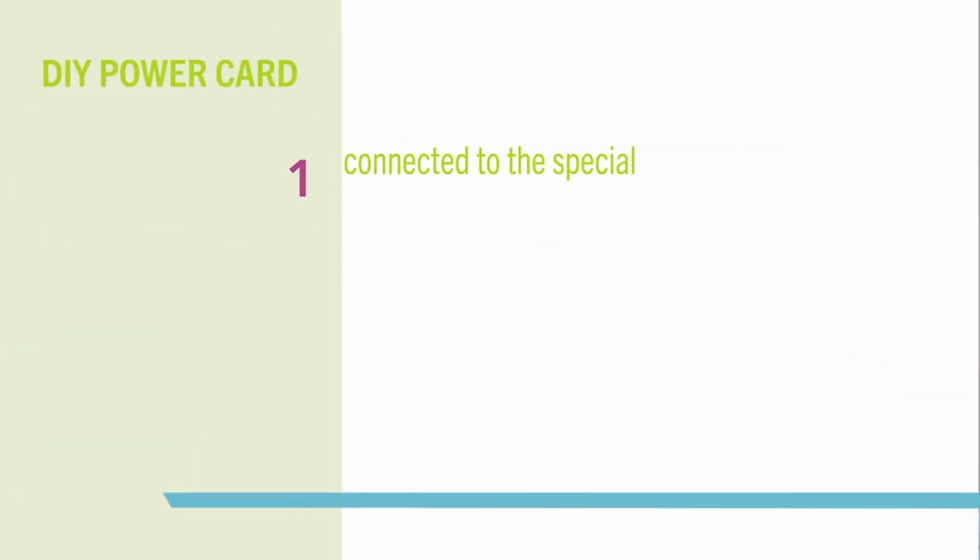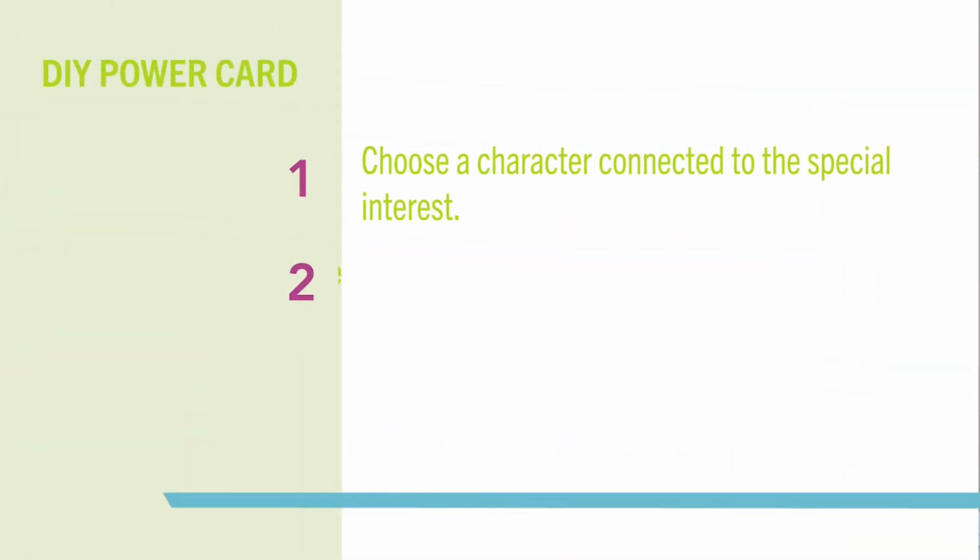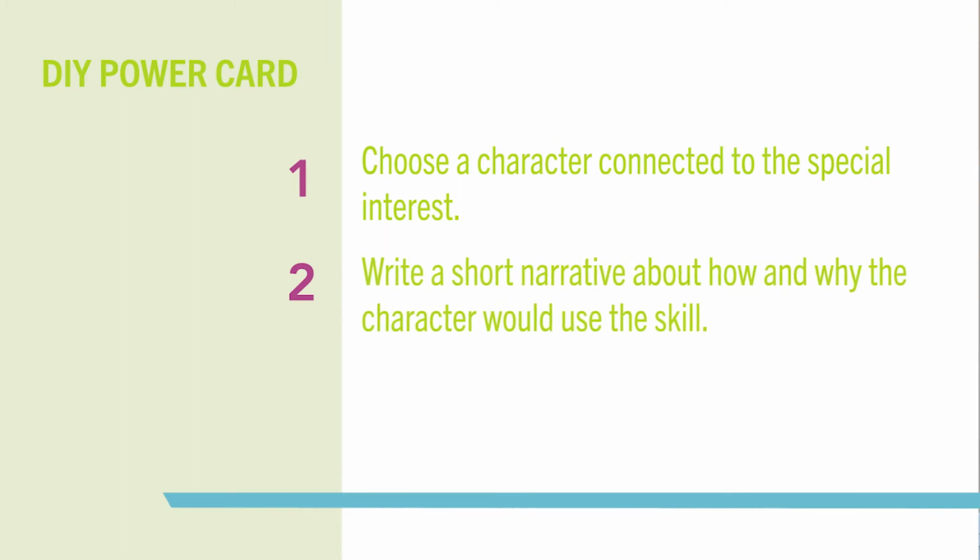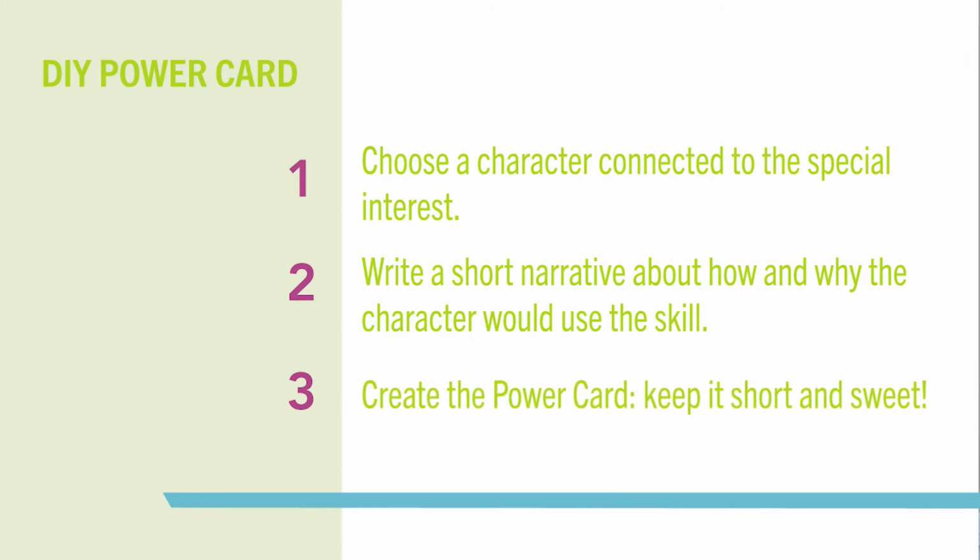First, choose a character connected to your child's special interest to include in the social story. Next, write a short narrative about how and why the character would use the skill. Add pictures to make it interesting. Last, create the power card, the tiny little visual reminder of the most important things to remember. Keep it short and sweet.